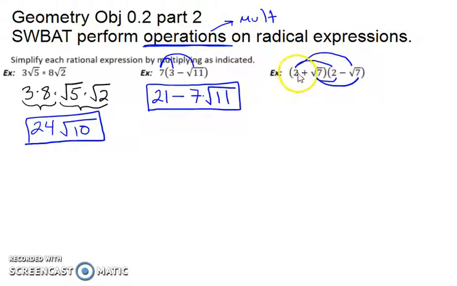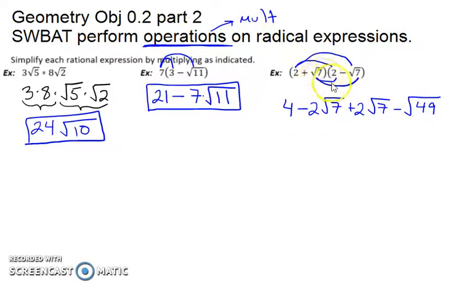So, piece by piece. First, 2 times 2 is 4. 2 times negative root 7 is negative 2 root 7. Root 7 times 2 is positive 2 root 7. So you notice just like here, the number goes out front, the root goes last, and they don't combine. And then root 7 times negative root 7, there's different ways you could do this, but I'm going to write this as negative root 49.